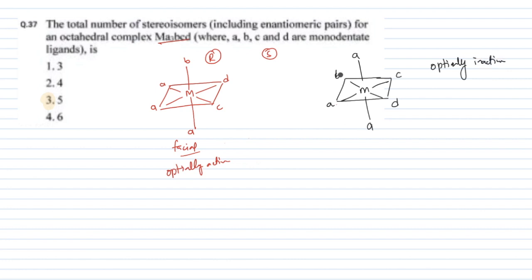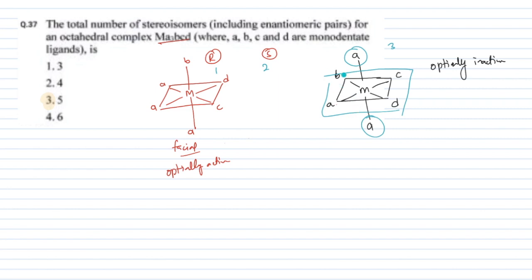Why? Because you have a plane which symmetrically cuts this molecule, bisecting it into two halves, so that the axial A are going to reflect each other. So this is optically inactive. This particular plane is the plane of symmetry I'm talking about. So this is the third isomer which you got: this is the first one, this is the second one, this is the third one.